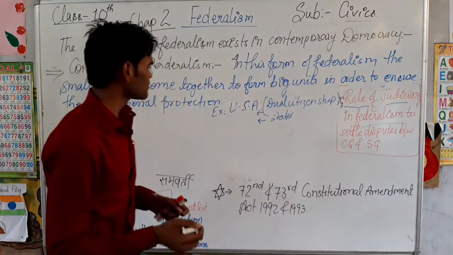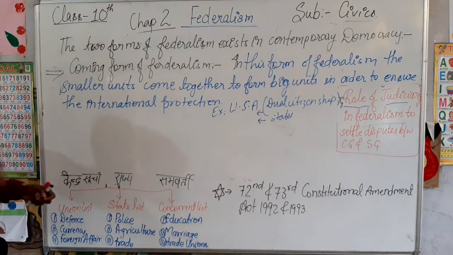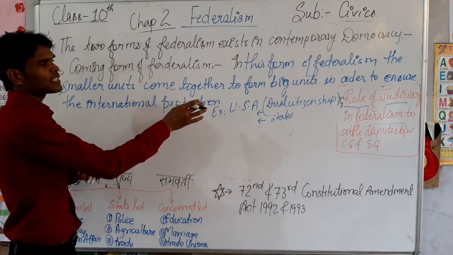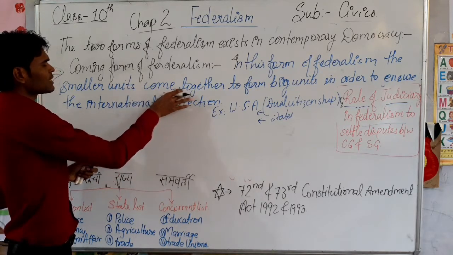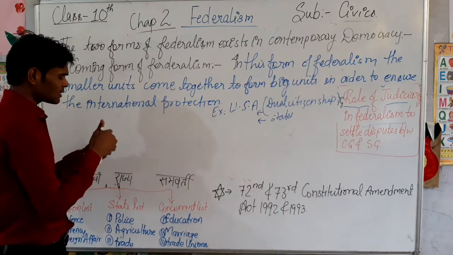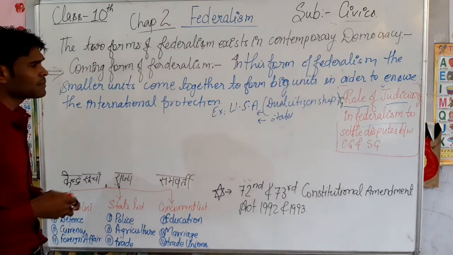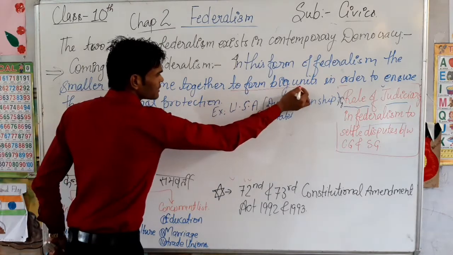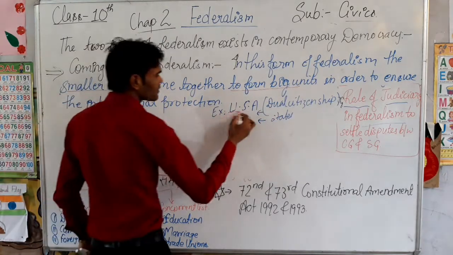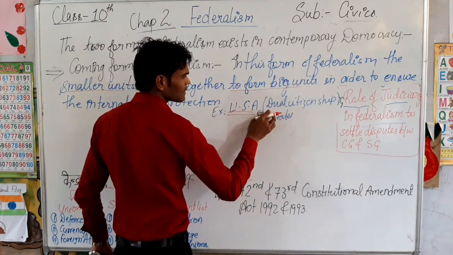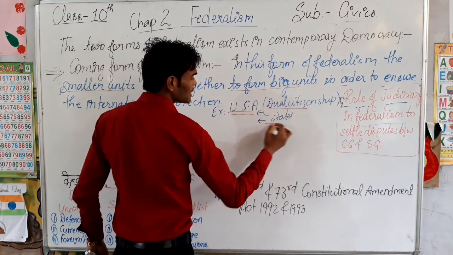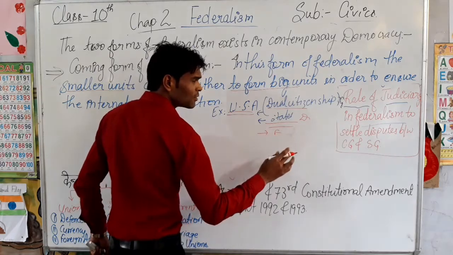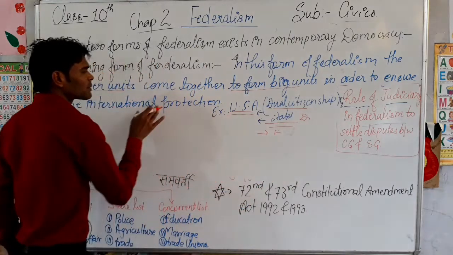Now the next point comes over here. You should keep in mind that in the coming together form of federalism, smaller units come together to form a big unit. One more time I am telling you, smaller units come together to form a big unit. The example of it is USA, United States of America. There is the provision of dual citizenship, dual constitution, and dual flag. These are the concepts. But for what purpose do they come together?